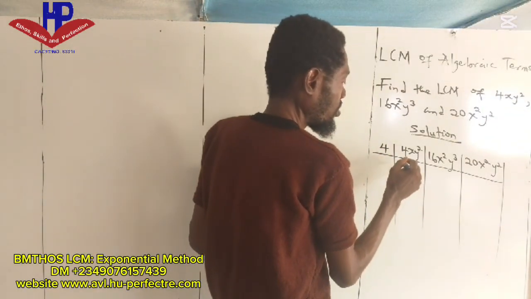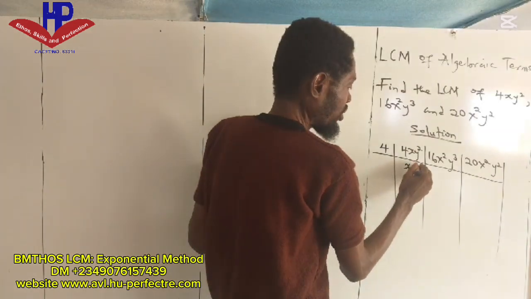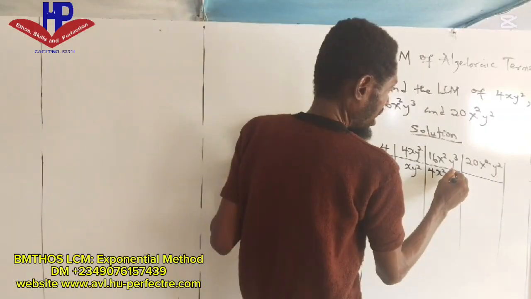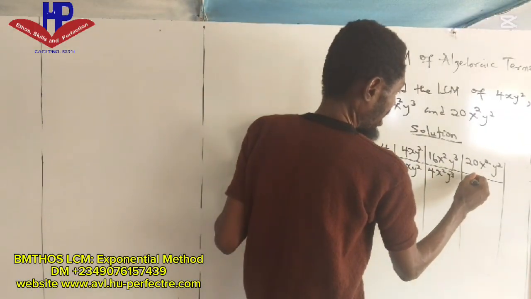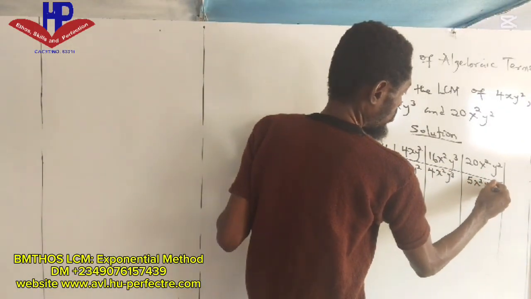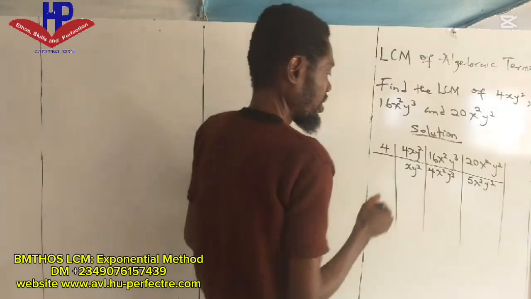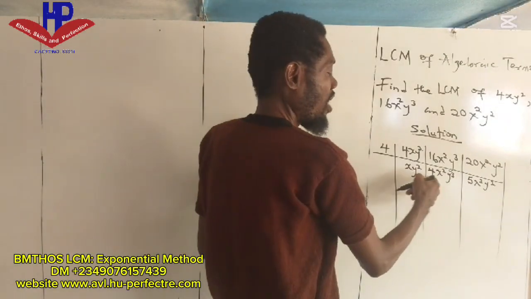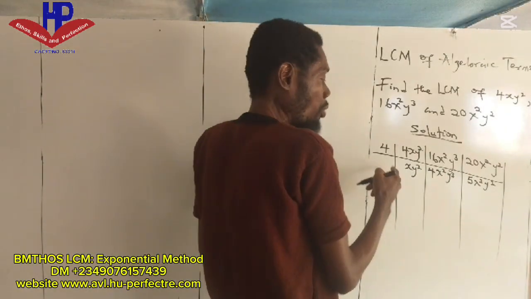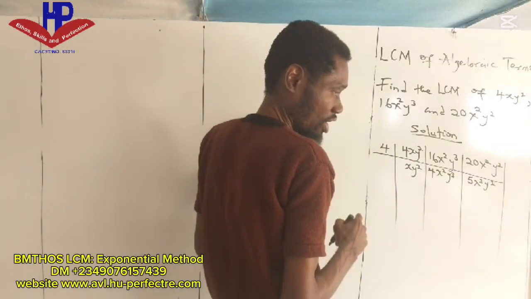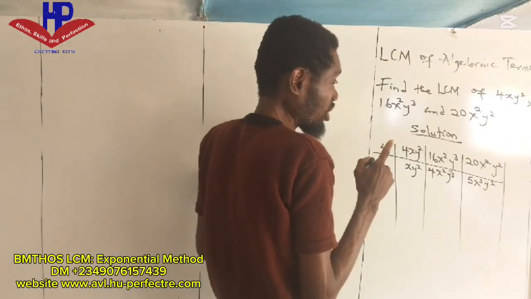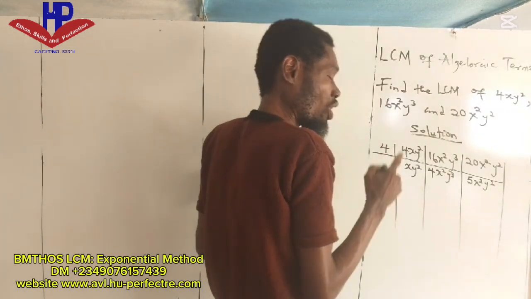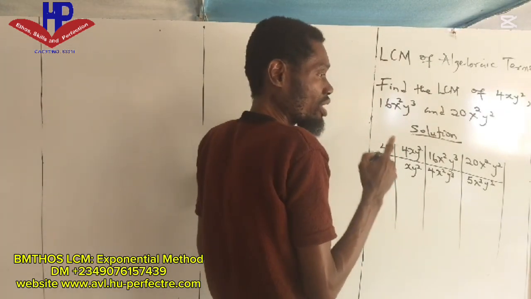4 divides 4, you have xy squared left. 4 in 16 is 4, bring down your x squared y to power 3. 4 in 20 is 5, bring down your x squared y squared. Now we still have 4 and 5, and no number can divide 4 and 5 at the same time. It means 4 will divide itself and 5 will divide itself. This is LCM we are solving now, not HCF. I said if no factor can divide the numbers, then each number will divide itself.